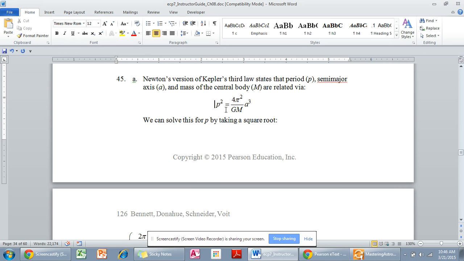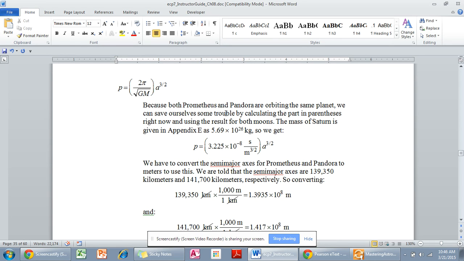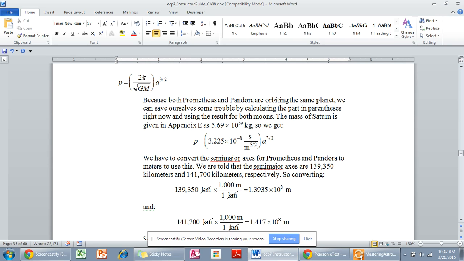So we can simplify, and I'll scroll down, by taking the square roots of everything. Once we plug everything in and do all the calculations, we will actually end up with 3.25 times 10 to the negative 8th. And that's going to be our big number here that we care about.